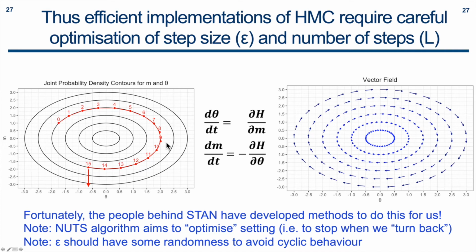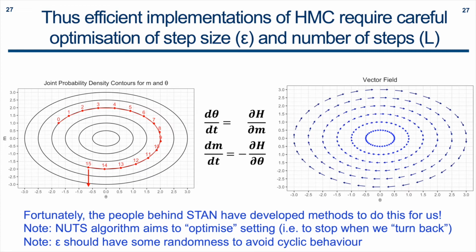The good news for us users is that the people behind Stan have developed methods to try to optimize these settings for us. So the NUTS algorithm, the No-U-Turn algorithm, essentially looks at these trajectories like this. And when we start to be turning back on ourselves, it then says, okay, you seem to have already explored this distribution quite well. We should think about stopping.